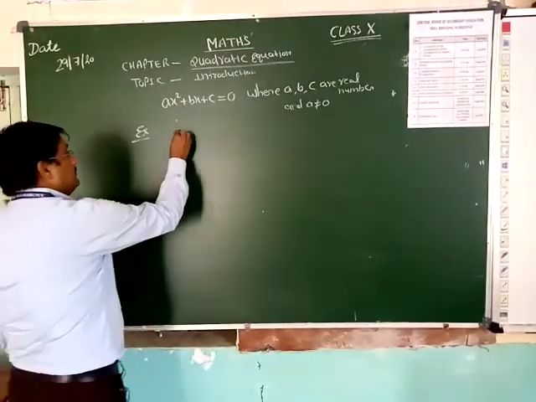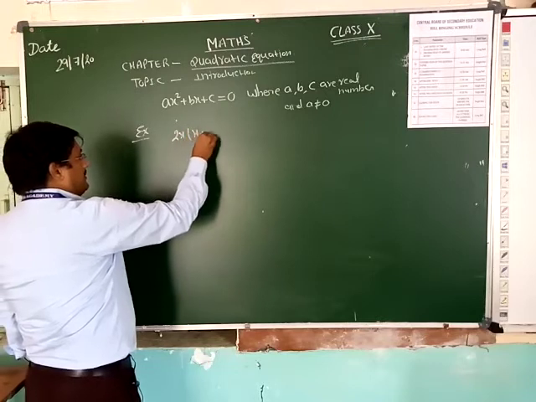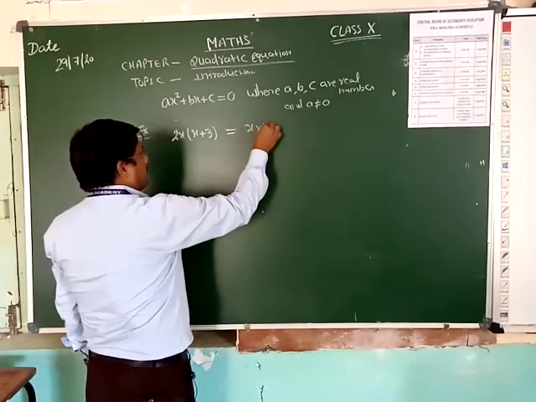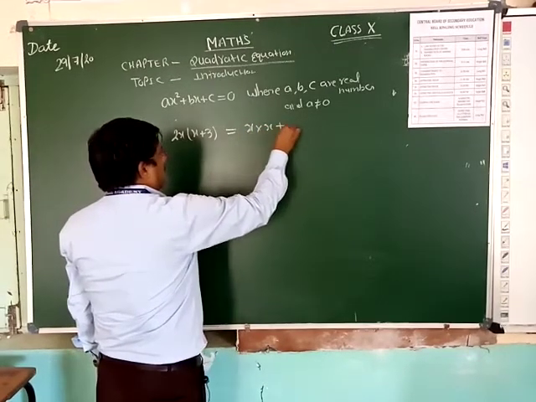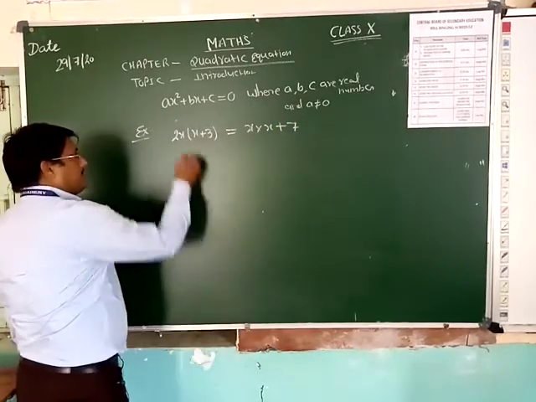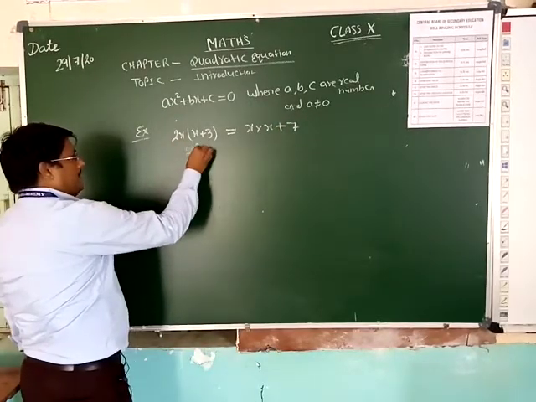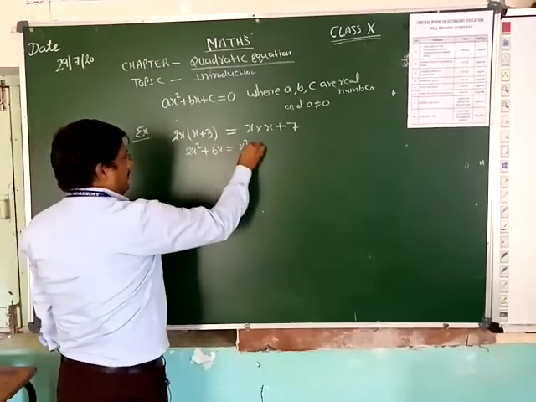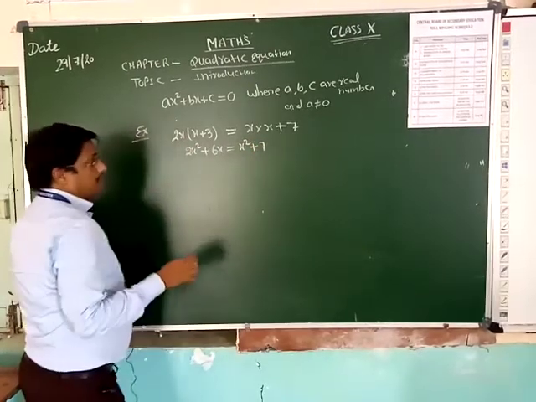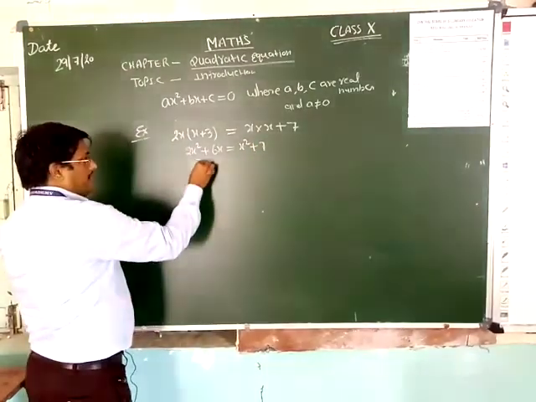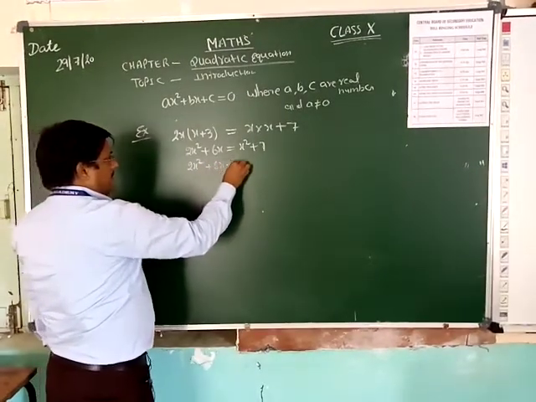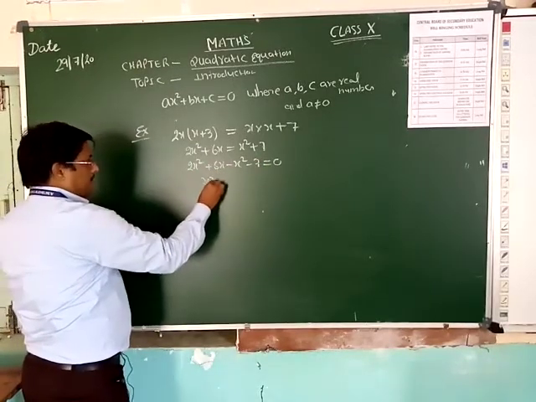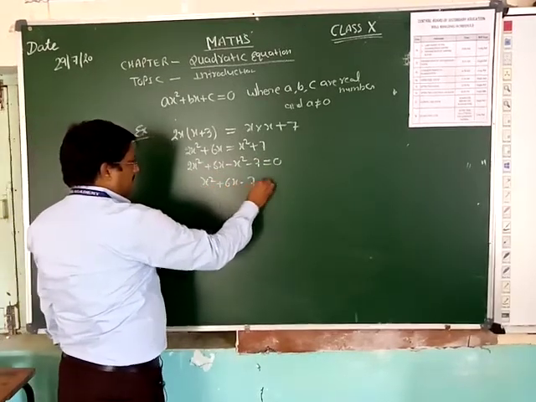2x plus 3 is equal to x into (x plus 7). Now solve this equation. 2x multiplied with x is 2x square, 2x multiplied by 3 is 6x, x square plus 7. Transpose this value to the LHS. 2x square plus 6x minus x square minus 7 is equal to 0. 2x square minus x square is x square, plus 6x minus 7 is equal to 0.